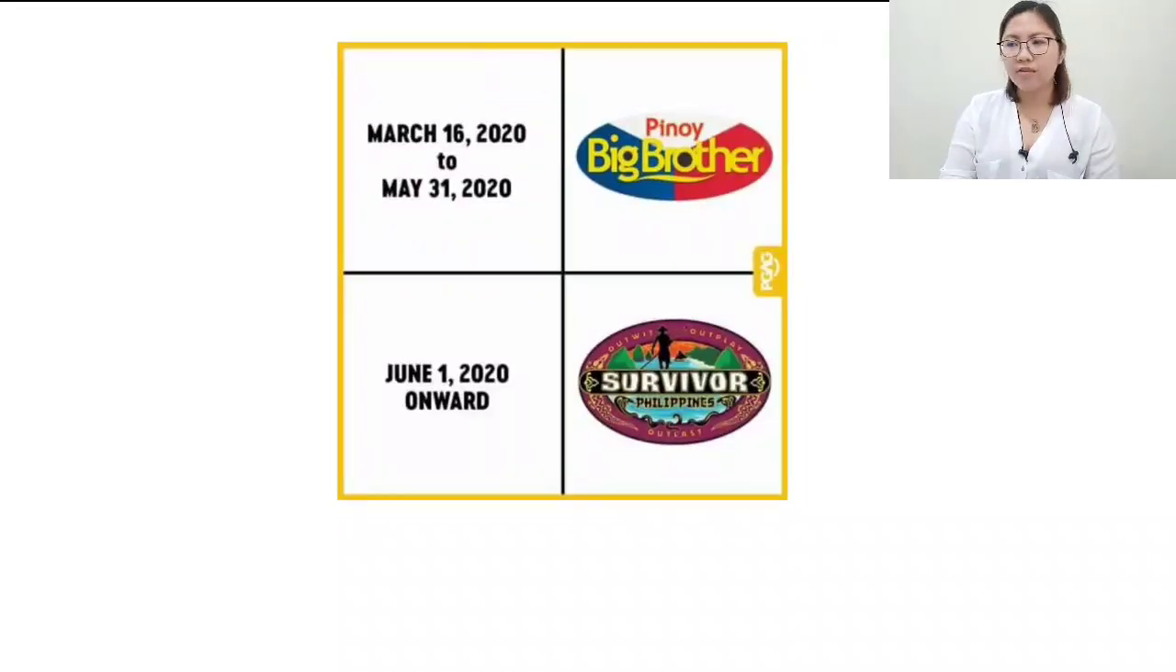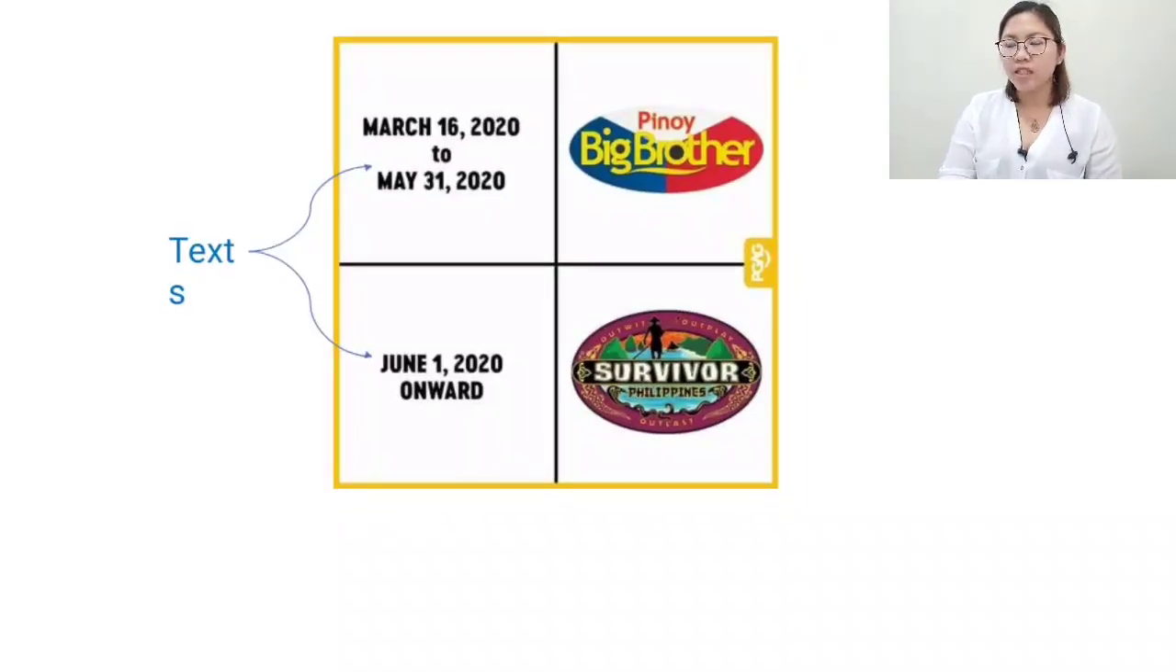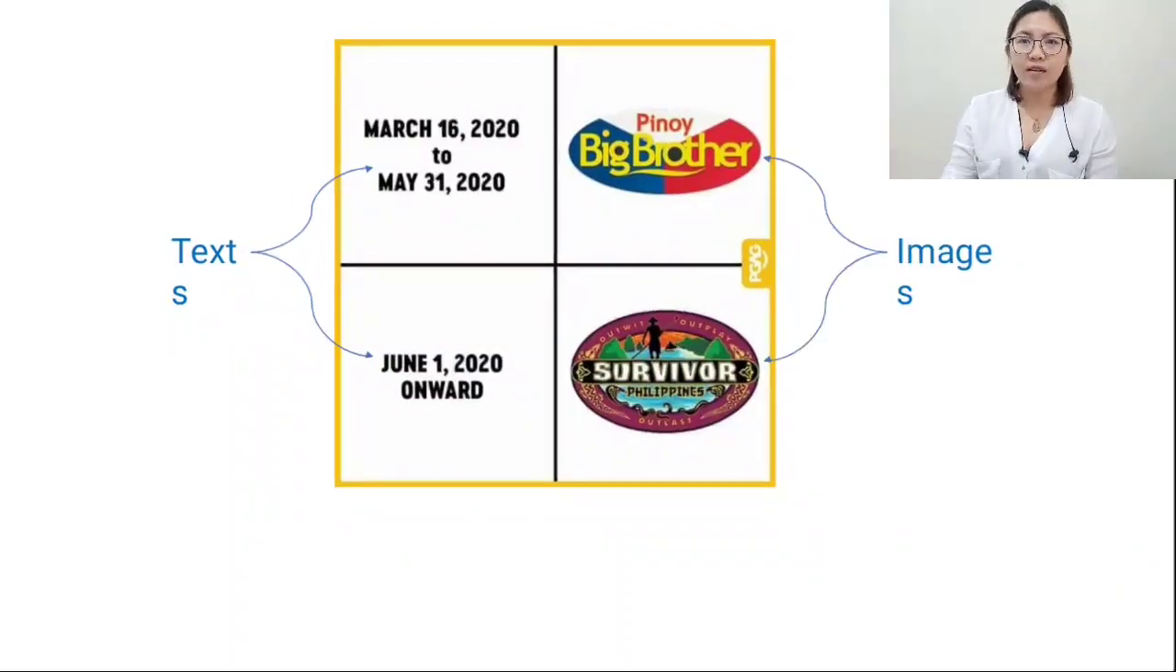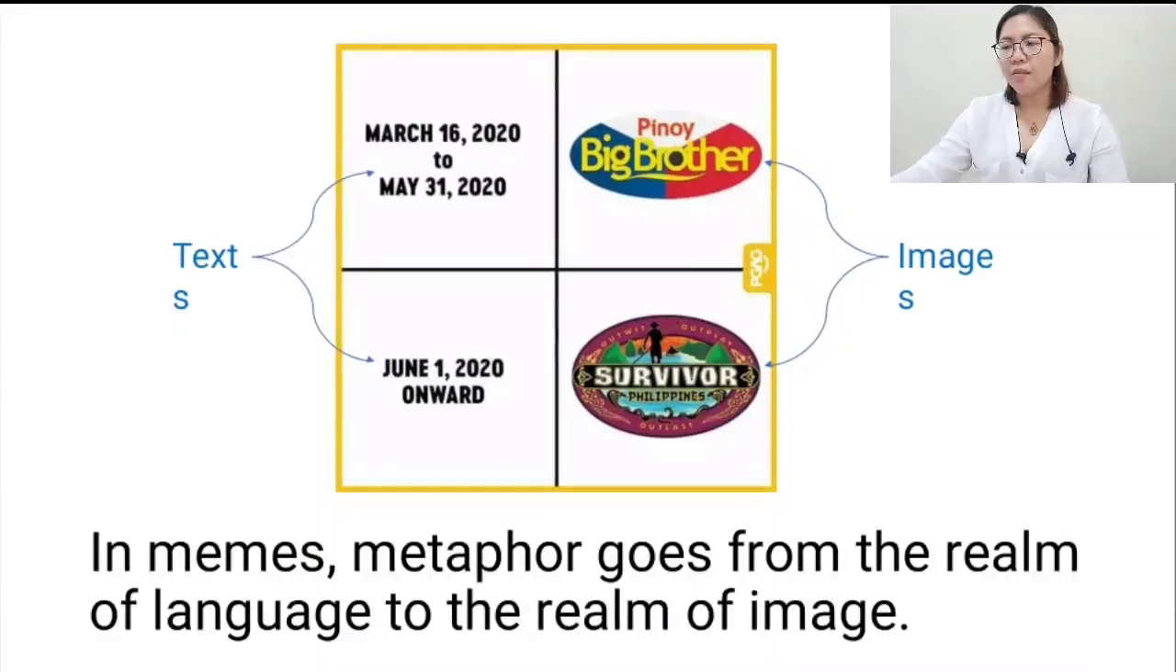On the left side, you have the text which says March 16 to May 31, 2020. And at the bottom, you have June 1, 2020 onwards. On the right side, you have the images or the logos of Pinoy Big Brother and Survivor Philippines. Now, in memes, the metaphor goes from the realm of language to the realm of image. This means that the underlying meaning of the text coincides or intersects with the meaning of the images.